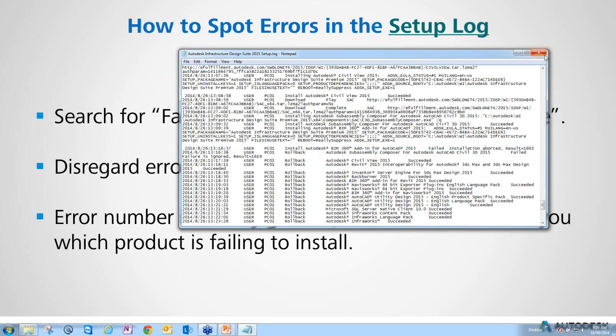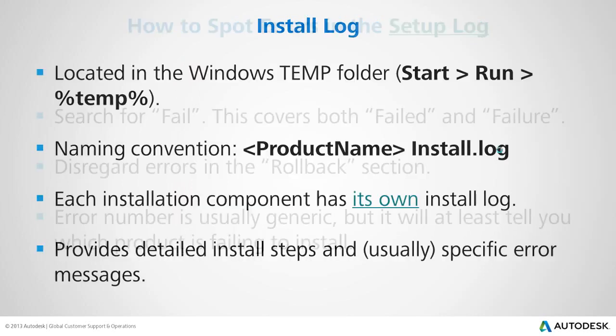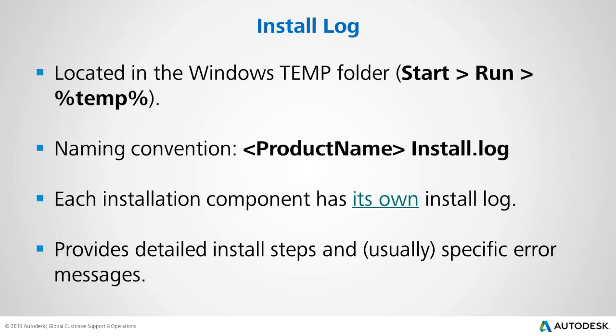So how do we find out more information? Well, that's where the install log comes in. So let's take a deeper look at the install log. Again, this is going to be located in the Windows temp folder, start, run, %temp%. And similar naming convention to the setup log, except that instead of having the word setup, it's going to be install.